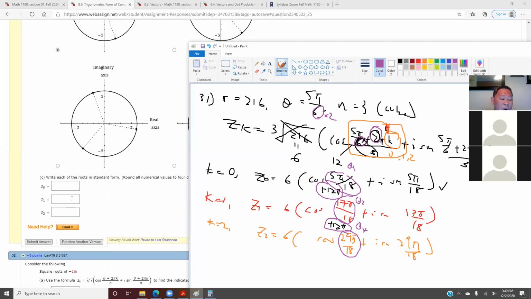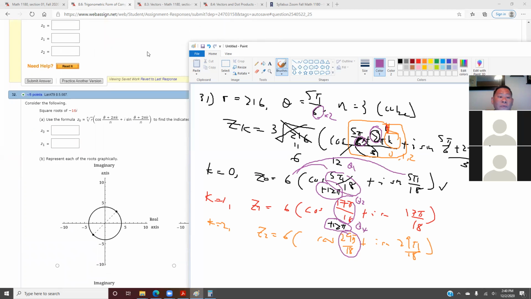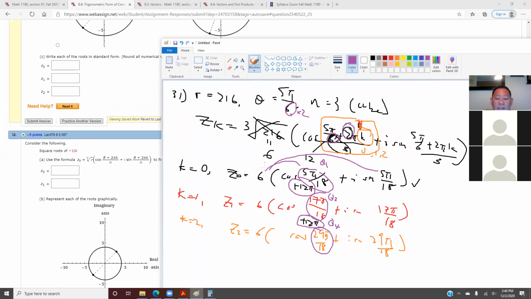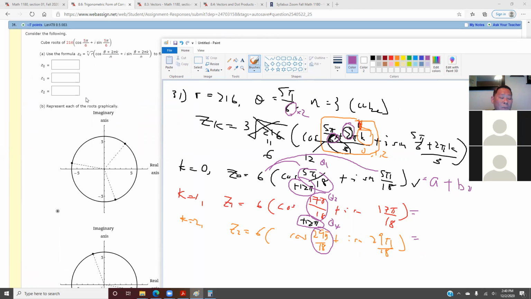And then the last question they want you to do here is just change to standard form. It means you multiply the 6 over here, and you get a lot of decimals. That's why the answer wants you to put in 4 decimal places. So you take 6 times cosine 5 pi over 18, you get a number. And then you take 6 times sine 5 pi over 18, you get a number, and then put an i on it. And that is for Z0. And you do the same thing for each one of these. So this is how we do this kind of problem.